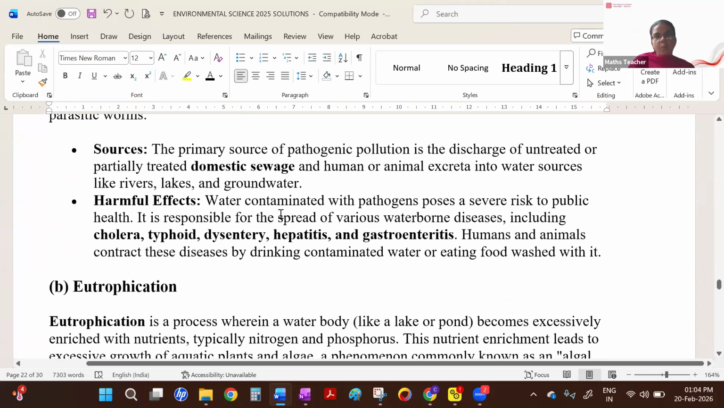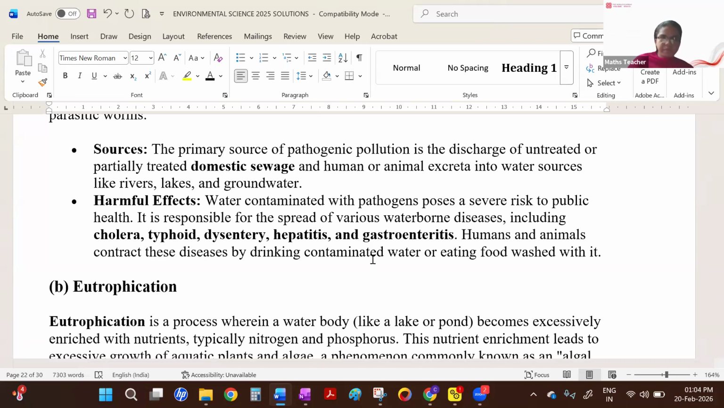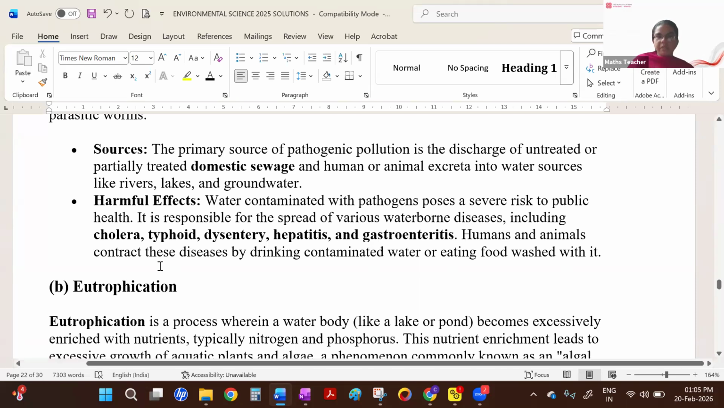So these are the sources of pathogens. And what are the harmful effects? Water is contaminated, and it poses severe risk to public health, right? Because when the public uses this water, it causes severe health problems, and is also responsible for the spread of various waterborne diseases like cholera, typhoid, dysentery, hepatitis. All of these are waterborne diseases, meaning the infection will be spread only through water. So if people of one particular area use contaminated water, then all of them will be affected by these diseases. Humans and animals contract diseases by drinking contaminated water.